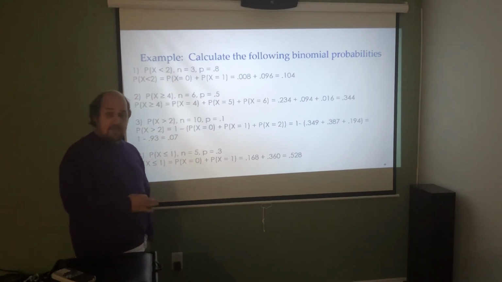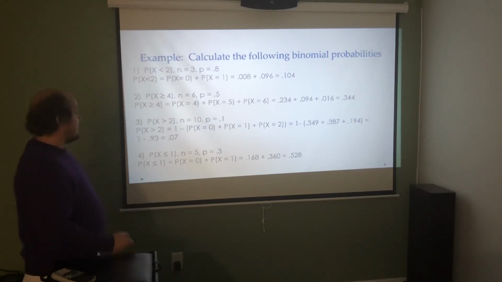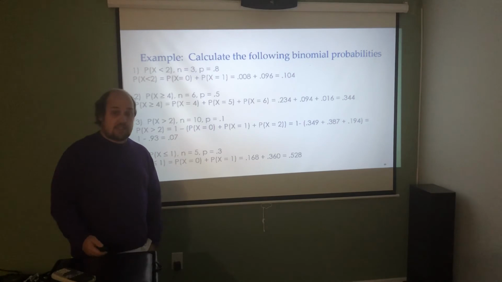Apologies, I'm realizing I misspoke earlier. Since this says greater than or equal to 4, it would include 4, 5, and 6, not just 5 and 6. If this had instead said x is greater than 4, it would only include 5 and 6.